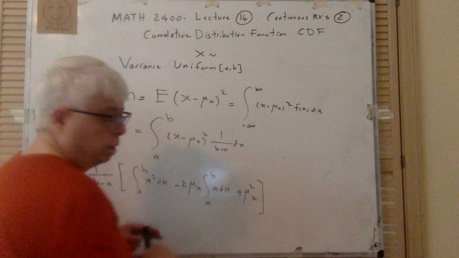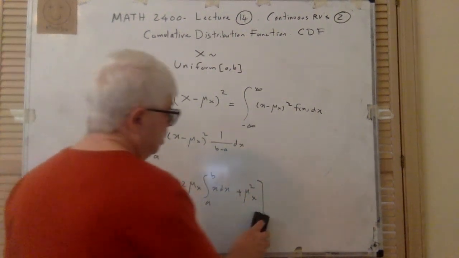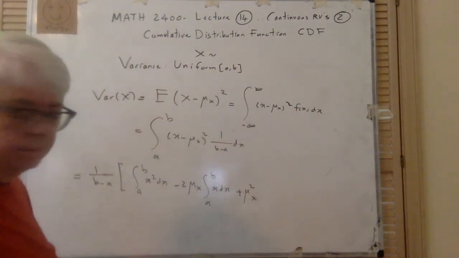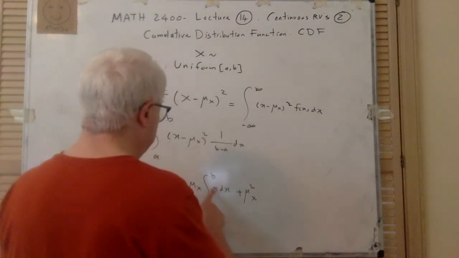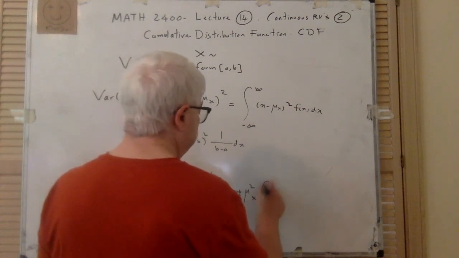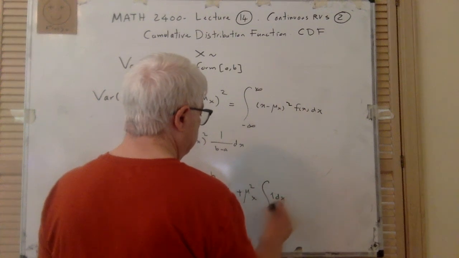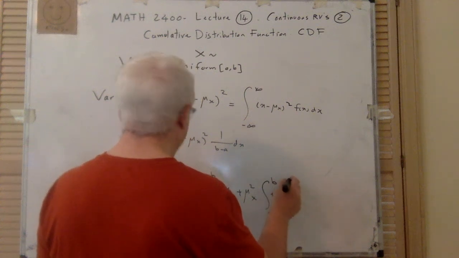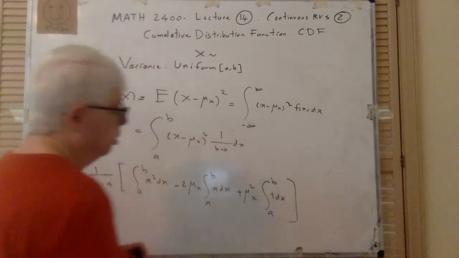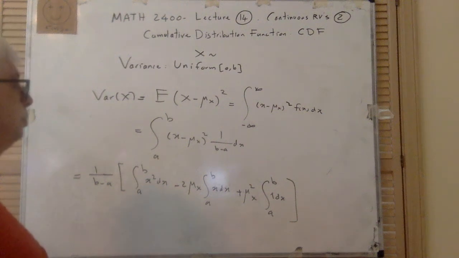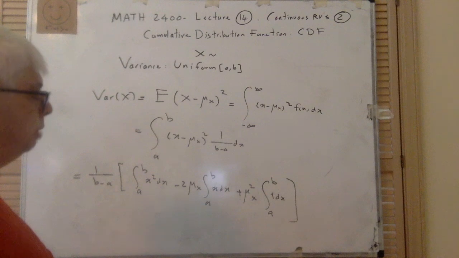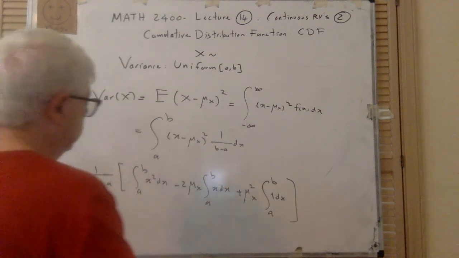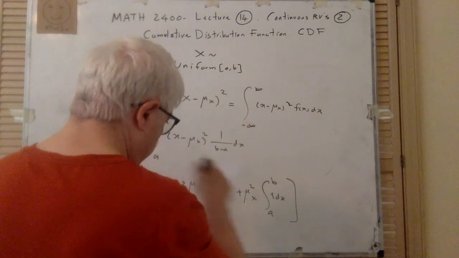Right. And this last term has no x, so it is the integral of 1 dx from a to b. Oh yeah, I forgot that. That's important. That gives b minus a. So anyway, let's see what we have here. I should have written that.